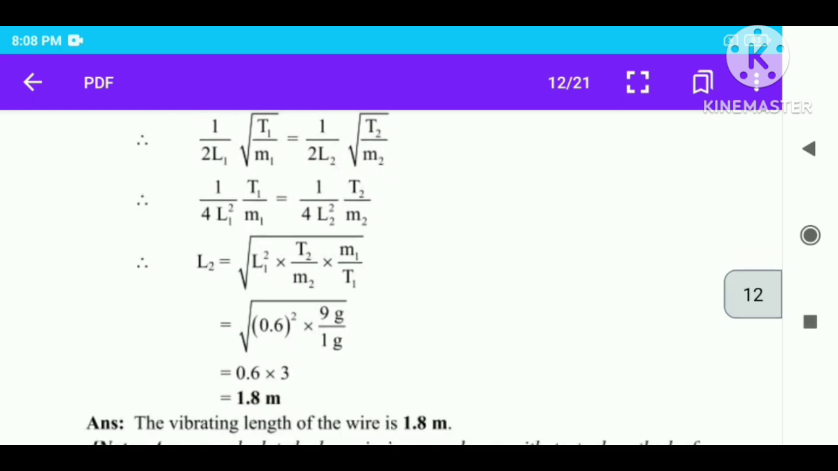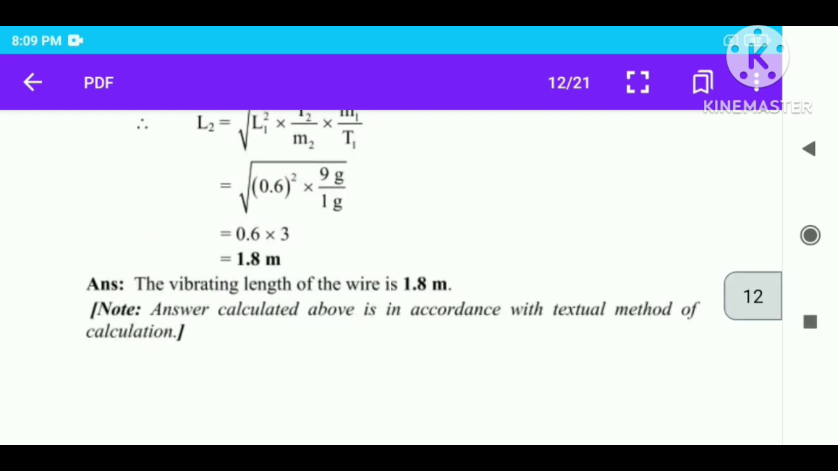Therefore L2 is equal to under root L1 square into T2 divided by m2 into m1 divided by T1, which is equal to under root 0.6 square into 9 gram divided by 1 gram, which is equal to 0.6 into 3, which is equal to 1.8 meter. The vibrating length of the wire is 1.8 meter.